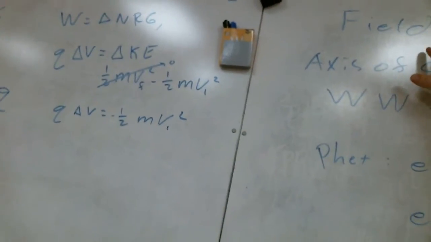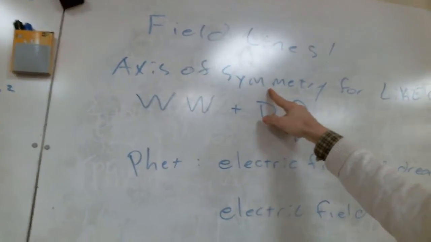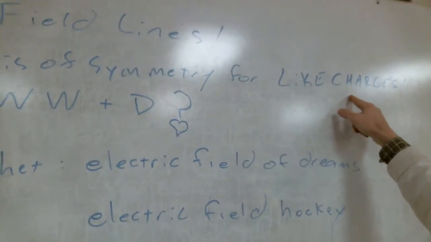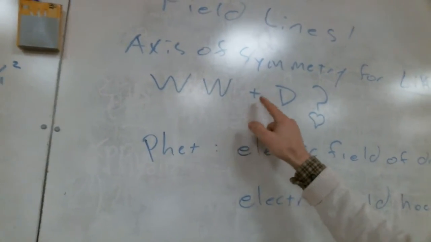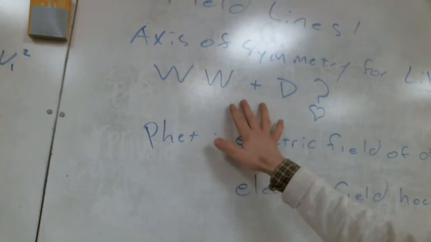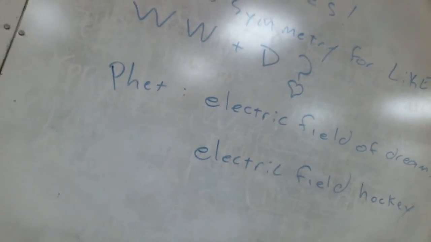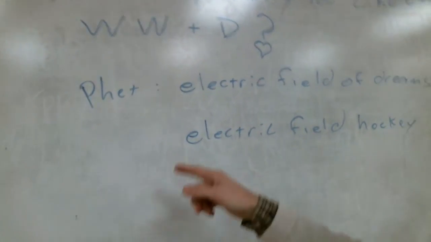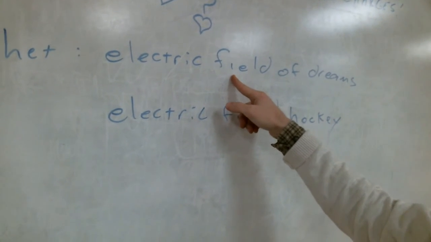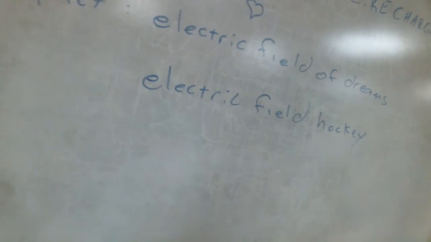Also, don't forget we want to talk about electric field lines. When you draw them, don't forget you have an axis of symmetry for charges that are the same. You always just ask yourself, what would a positive do? All right. To review that, you have the worksheets, some of the homeworks. Look those over. If you are also interested, there are 2 PhET activities. One of them is called Electric Field of Dreams, and the other one is called Electric Field Hockey, which again is just practice drawing those.